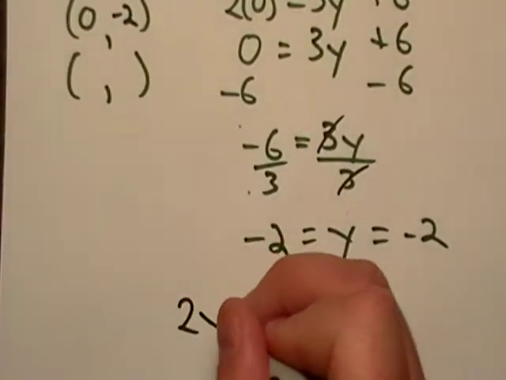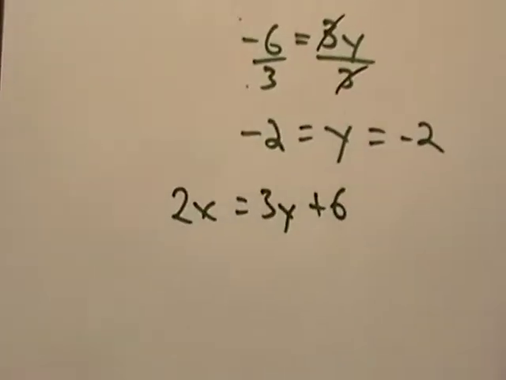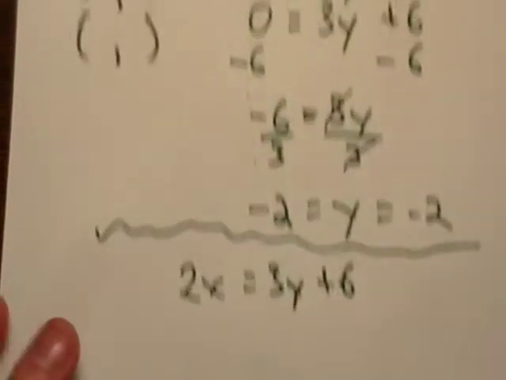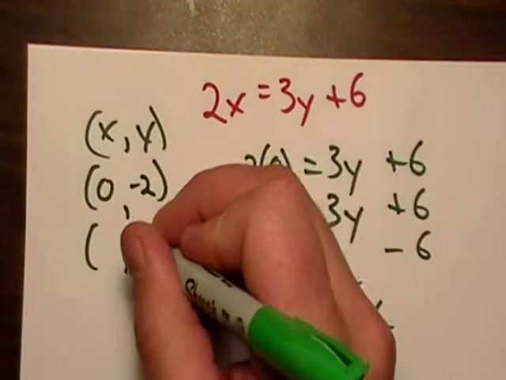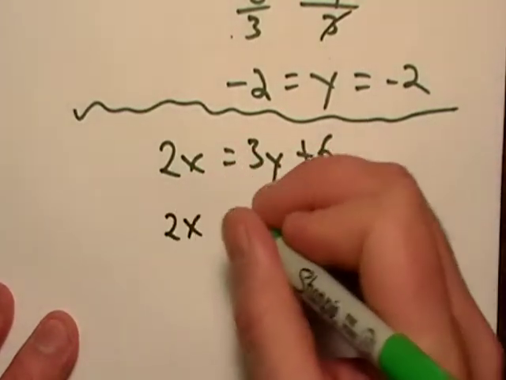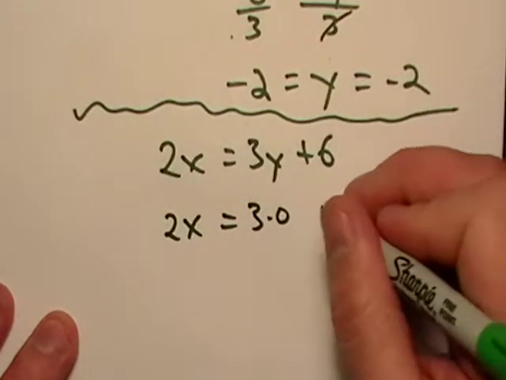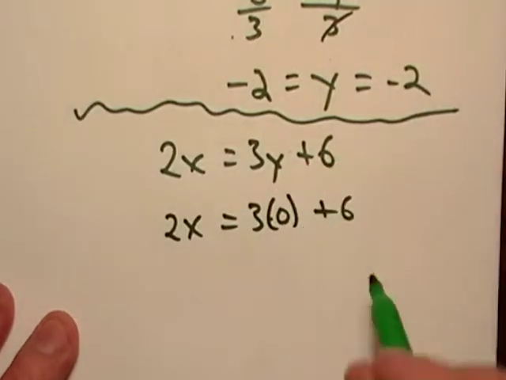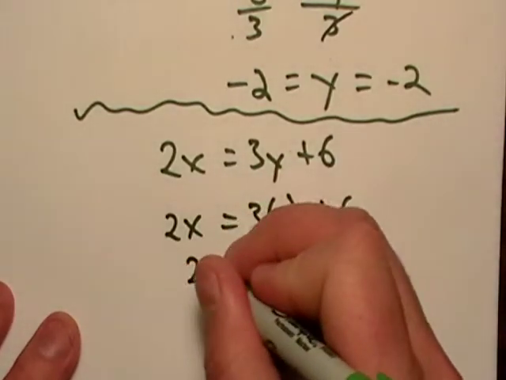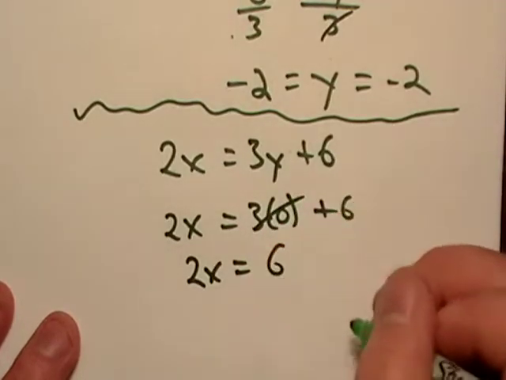Alright, then 2x equals 3y plus 6. I'm just rewriting our original equation here. Okay, well now I'm going to plug 0 in for y. 2x equals 3 times 0 plus 6. Actually, I don't like to put the dot there because you can get that confused, so I always try to put parentheses around it. Well, that's just 0, and then you get 6.